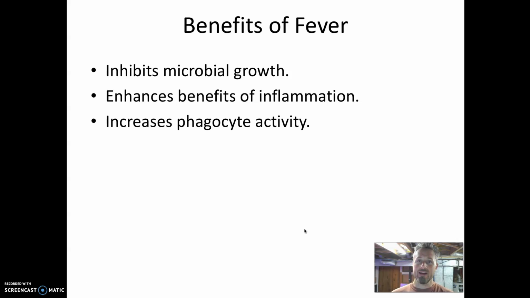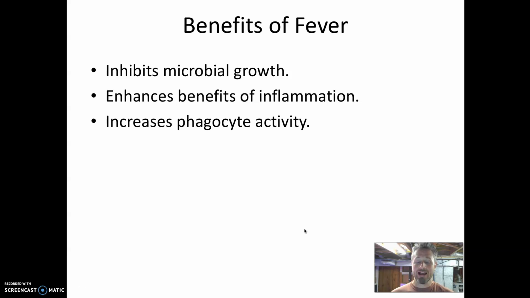Then we can think about the next benefit, which is an increase in phagocyte activity. So phagocyte cells are critically important immune cells. Again, their job is to roam around your body looking for things that do not belong. And when a phagocyte identifies something that doesn't belong, they consume it, they ingest it, and they destroy it. So again, this is a really critical component of one's immune response. And it turns out that phagocytes work better at higher temperatures.